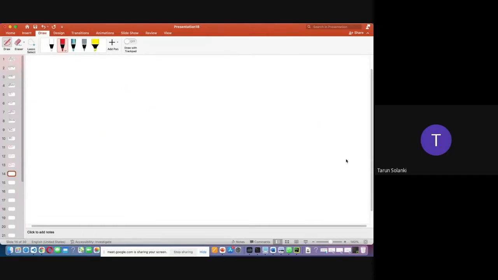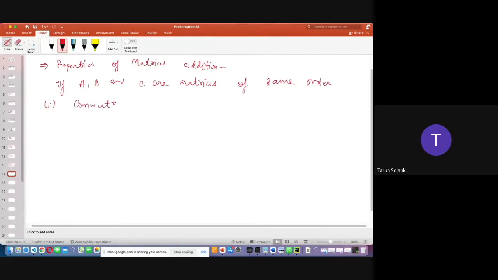Okay, next is properties of matrices addition. That is, if A, B, and C are matrices of same order, then commutative law will be A plus B will be B plus A. Second, associative law, that is A plus B plus C, so it will be A plus of B plus C.